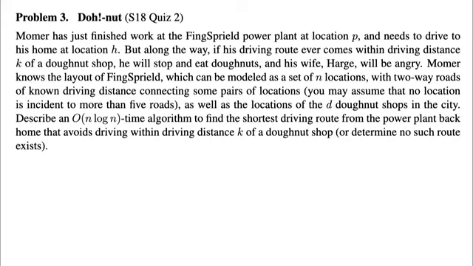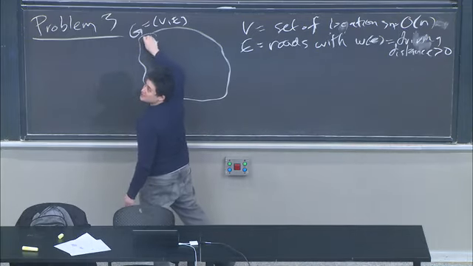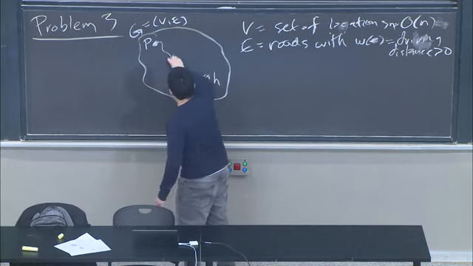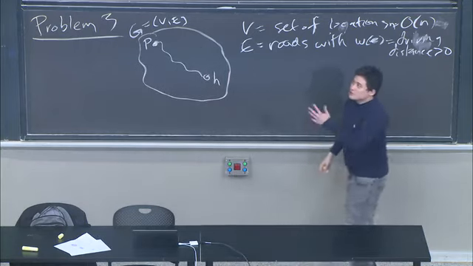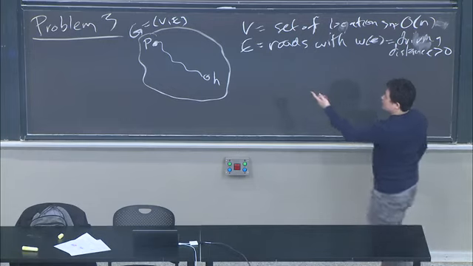Okay. All right. So this is a graph I could make, and I have a vertex S or a vertex P and a vertex H, and I'm trying to find a shortest path between them, right? Shortest driving distance, driving route, right? Okay, so I could run Dijkstra.